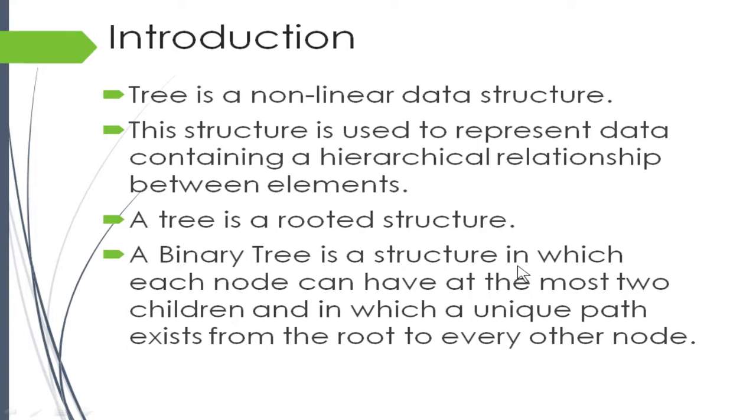A binary tree is a structure in which each node can have at most 2 children, and in which a unique path exists from the root to every other node. So you can have a maximum of 2 children for a node. The child node can again extend to another 2 nodes; it can have 0, it can have 1, up to a maximum of 2 child nodes. All these are connected with a path. You will have a line connecting all these nodes. You are going to see this in detail.